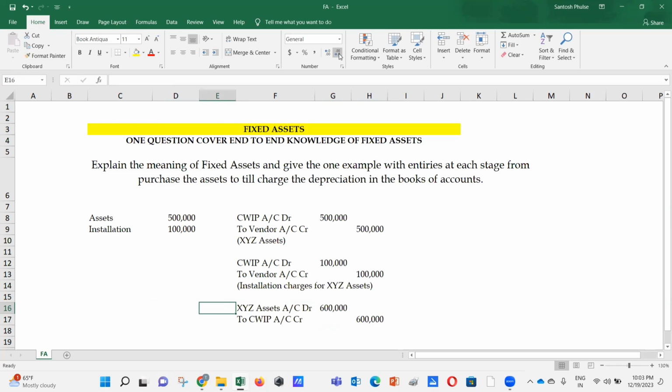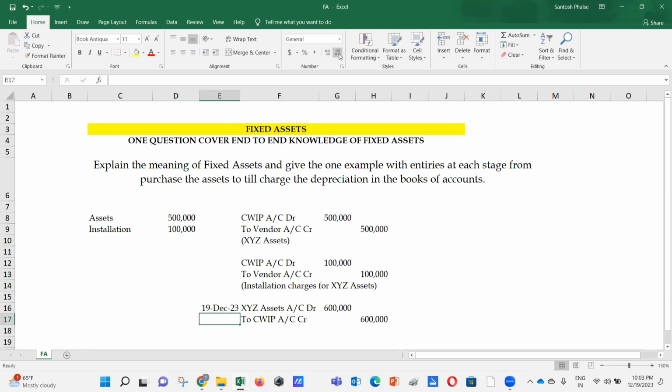And the date when you capitalize this, assuming you have done the capitalization on 19th December 2023, this asset is purchased on 1st November 23. Installation charges are around 30th. If you paid these on 15 December 23, and now you're doing the capitalization of that asset as on 19th December, your depreciation is going to be triggered from this date, not from this date, or neither from this date. Right. And this is your capitalization entry.